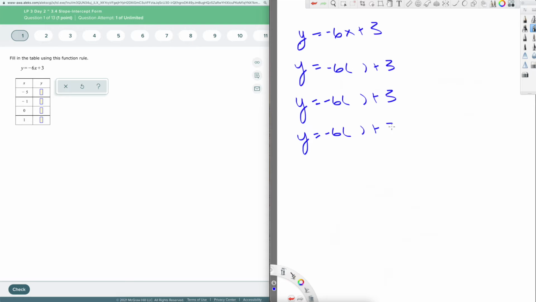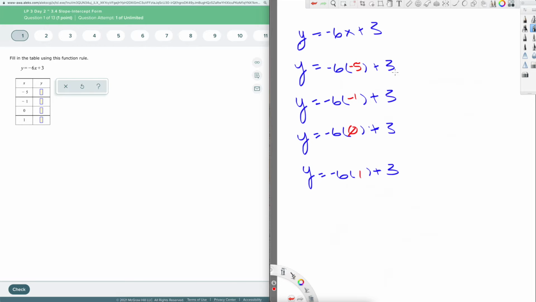So if you notice, I'm just writing the exact same equation 4 times. Sorry, these are supposed to be plus signs. What I'm going to do is go through and fill it in. For the first one, I'm going to put -5 in here. For the second one, it's -1. For the third one, it's 0. And for the last one, it's 1.